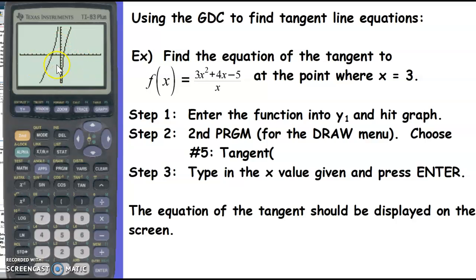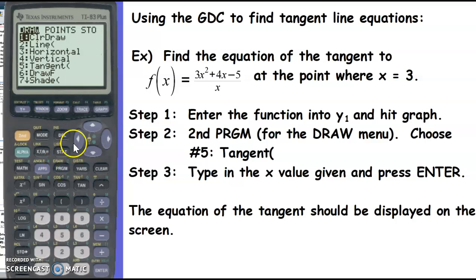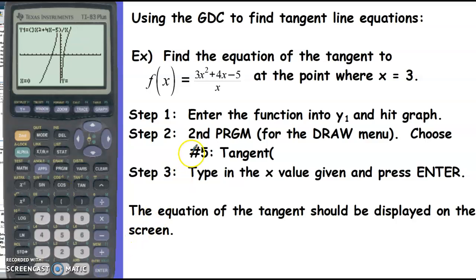Okay, so there's my curve right there. Now I'm going to go to second program to get to that draw screen. Go down to number 5, which is tangent, and hit enter. This time the value that I want to give it is 3. So just type 3 and hit enter.